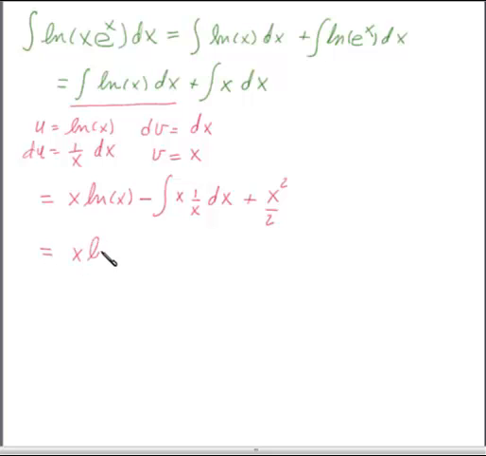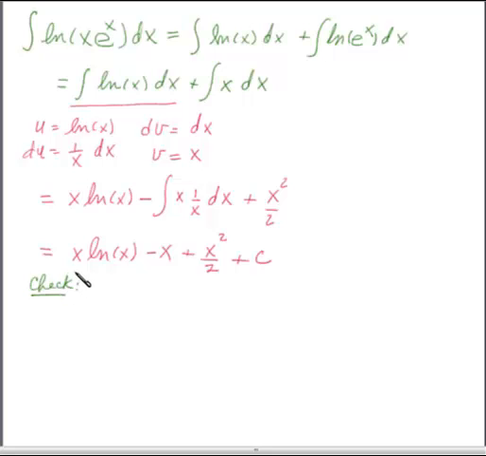I've got x natural log x minus, now can you evaluate this integral? It's x times 1 over x, so that's just 1, so it's the integral of dx, and that gives me just x, plus x squared by 2, and then of course plus a constant. So that's what I think an antiderivative of log x e to the x would be. Am I right? As always, we check.